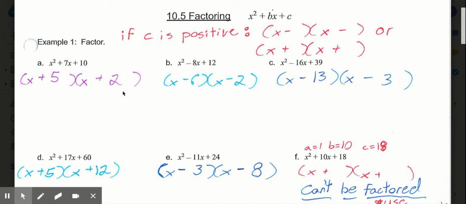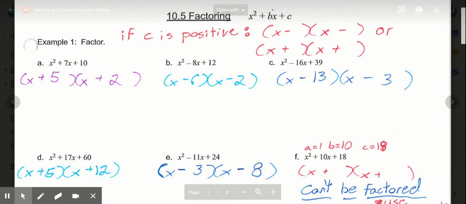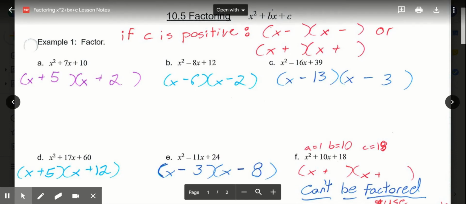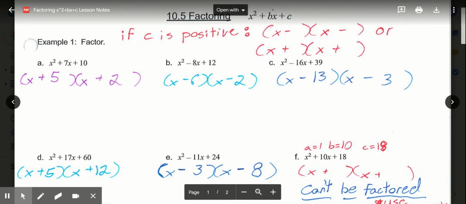Now, the way that we check this is by FOILing. So if I were to take my 2 binomials here to check my work, I'd want to FOIL them. So x times x is x squared. In the middle, 5x. On the outside, 2x. And the last is 10. So that would add up to be x squared plus 7x plus 10.